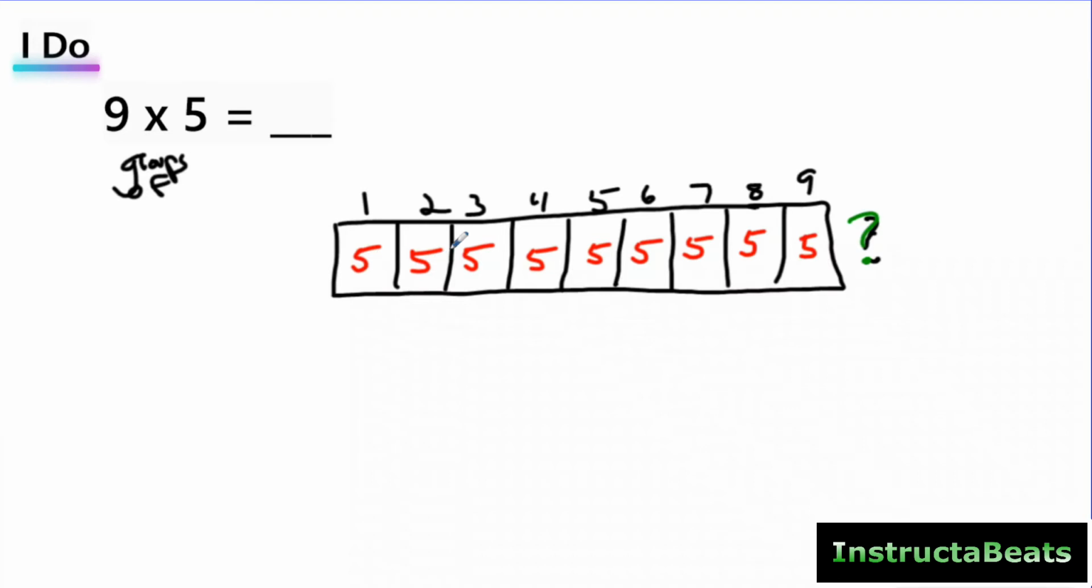So you could repeatedly add 5 plus 5 plus 5 plus 5, and you can do that 9 times. It's acceptable. You might even know your basic facts of 9 times 5, which is great. We're just using simple problems to represent this. But if you didn't, you could actually use the distributive property here.